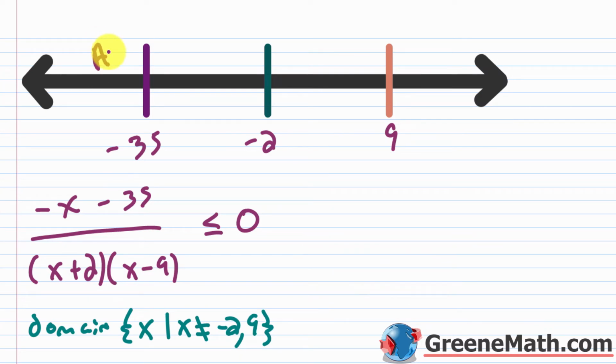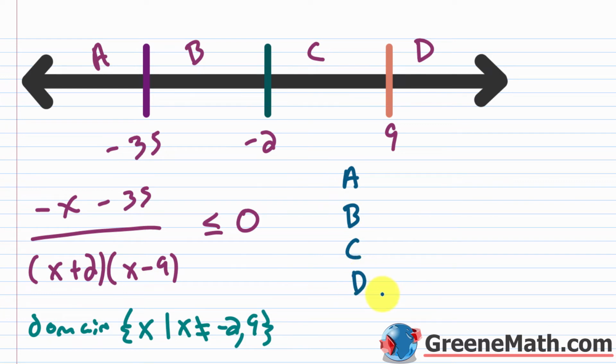So this is A, anything less than -35. This is B, between -35 and -2. This is C, between -2 and 9. And this is D, which is greater than 9. So we have A, B, C, and D.